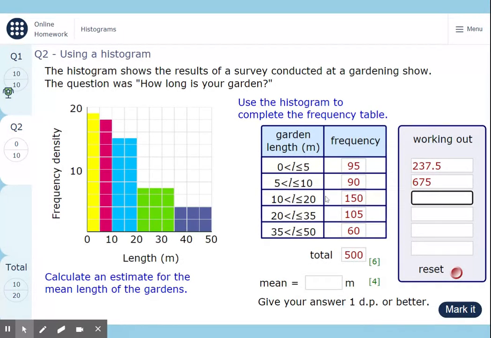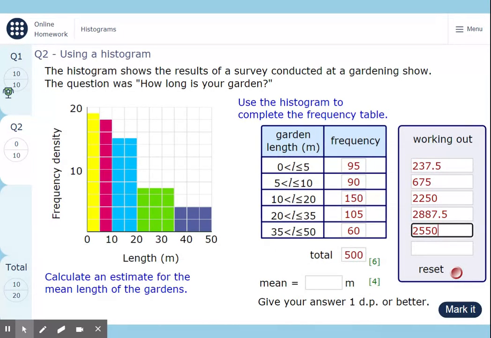Okay, this one here, the midpoint is 15. 15 times the frequency 150 is 2250. Here, the midpoint is 27.5. 27.5 times 105 is 2887.5. Finally, the midpoint here is 42.5. I need to times that by 60 and I get 2550.